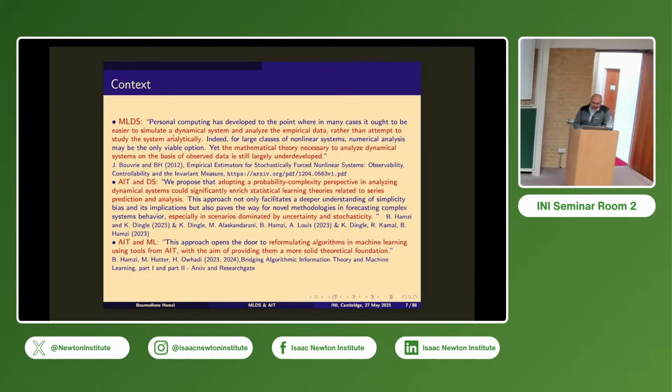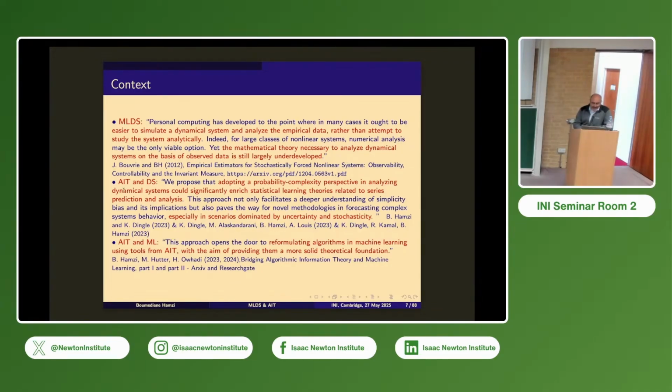This is what we ended up writing in one of the early papers: that it's easier to simulate dynamical systems and analyze the empirical data rather than attempt to study them analytically. But the mathematical theory at that time to analyze dynamical systems on the basis of their data was still largely underdeveloped. So that's machine learning and dynamical systems.